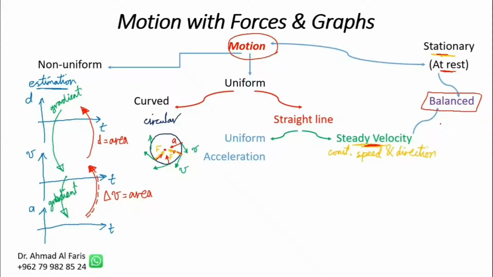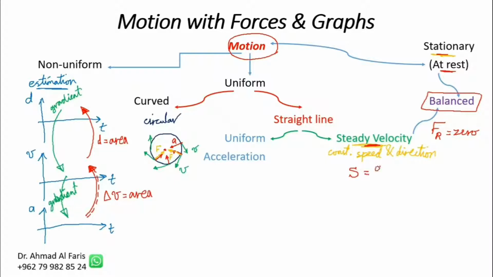What is the reason for a balanced object? A balanced object means that the resultant force, the total force acting on it, equals how much? Zero. What do you mean the resultant force acting on it is zero? That means forces up and forces down are equal. Forces left and forces right are equal. All these forces are equal to each other and cancel each other out.